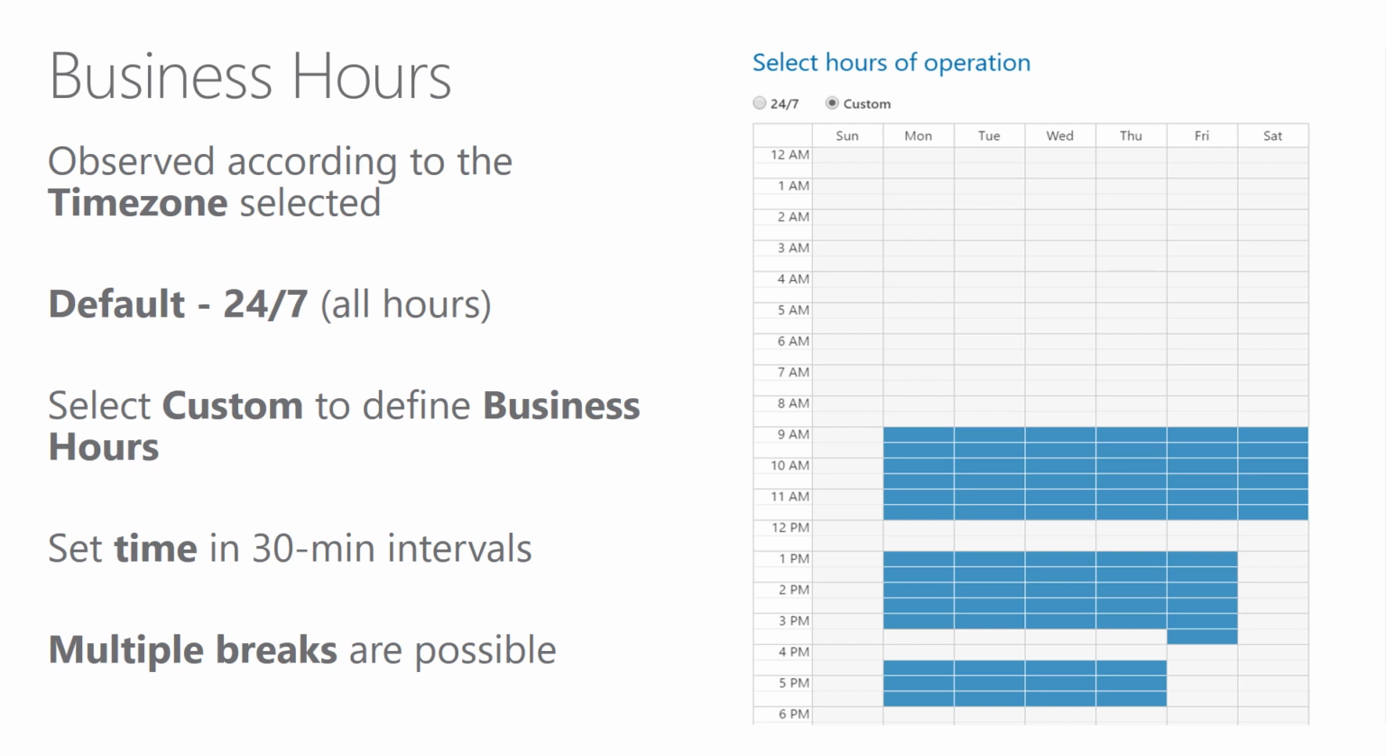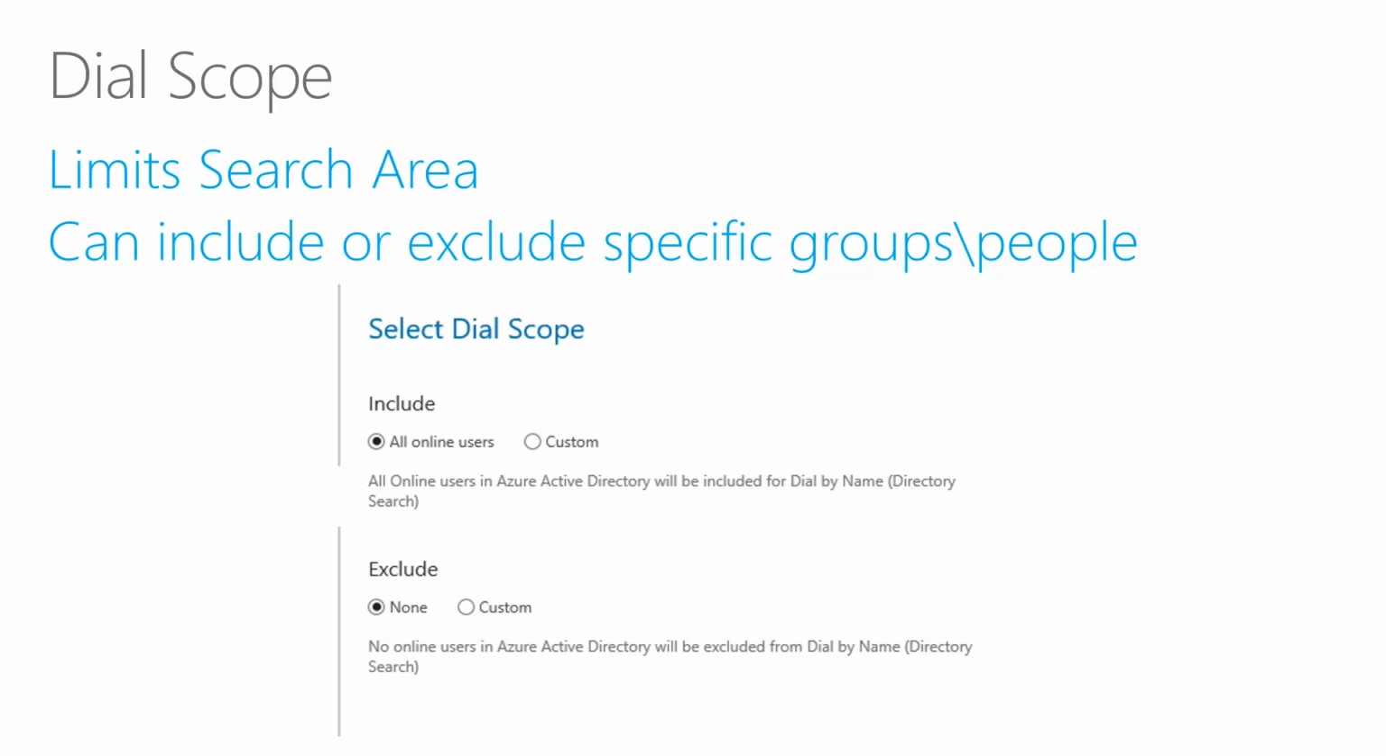You can select custom to define your own business hours, and you can set the time in 30-minute intervals. There are multiple breaks possible. For example, in this example, you can see that between 12 and 1 and between 3:30 and 4:30 there is a break. Your dial scope actually limits your search area, and you can include or exclude specific groups and people. So you can say, I want to include all of my users and I want to exclude my CEOs. This means that people can search for your online users, but they will not be able to find your CEO.